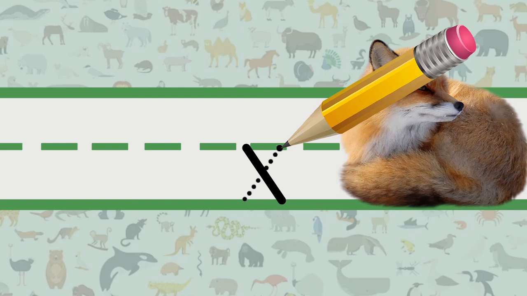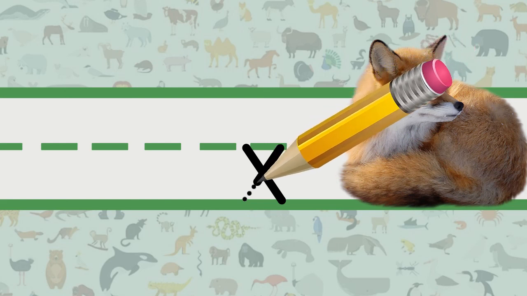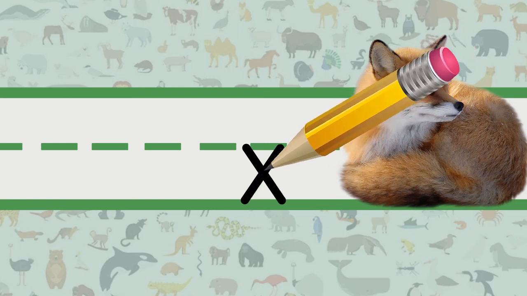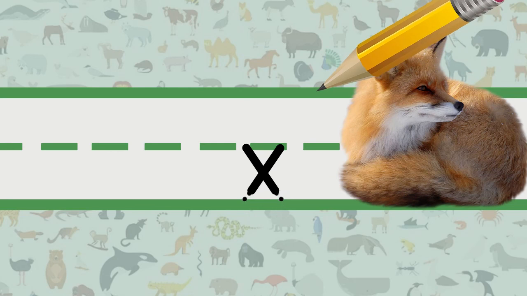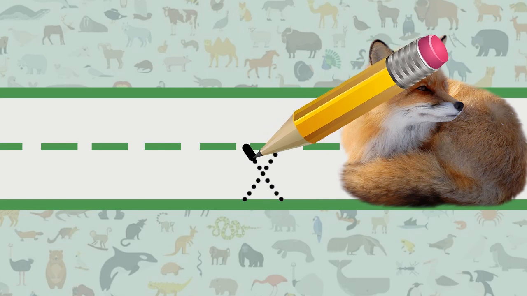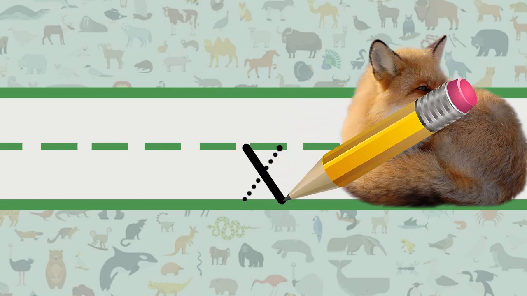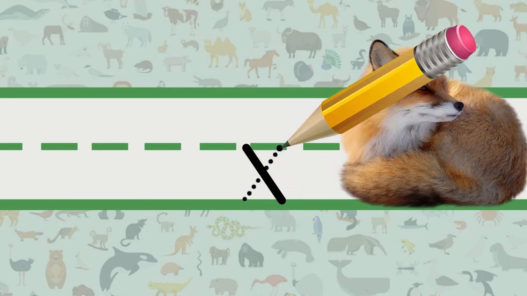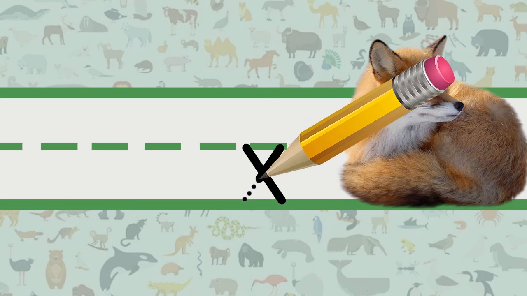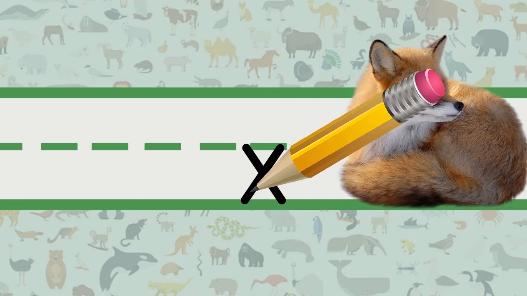Then go back to the middle and draw a diagonal line in the opposite direction. Good job. Let's do that again. Start at the middle and draw a diagonal line down to the bottom. Then go back to the middle and draw a diagonal line in the opposite direction.